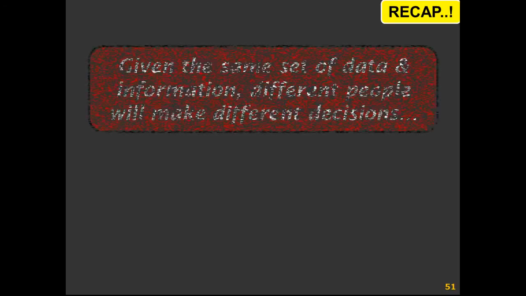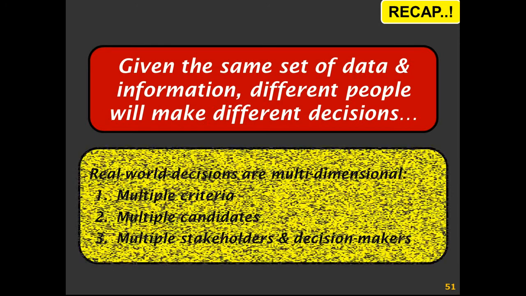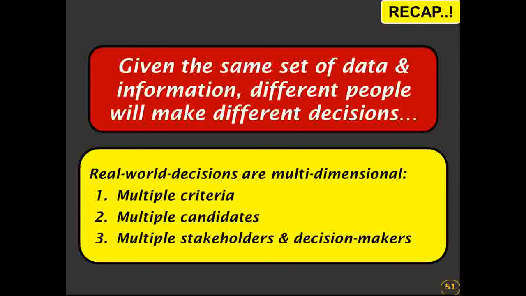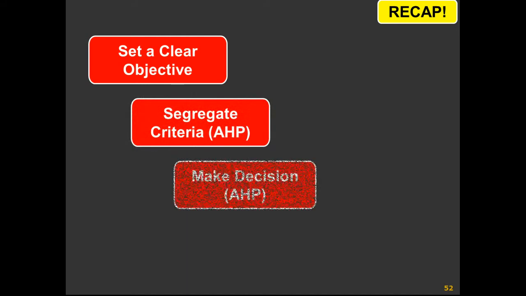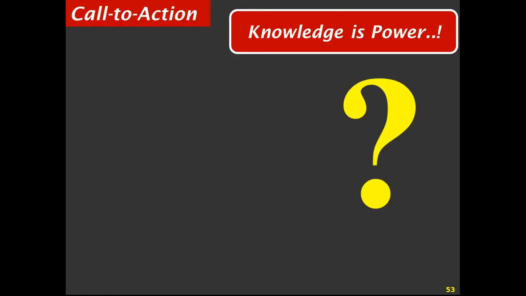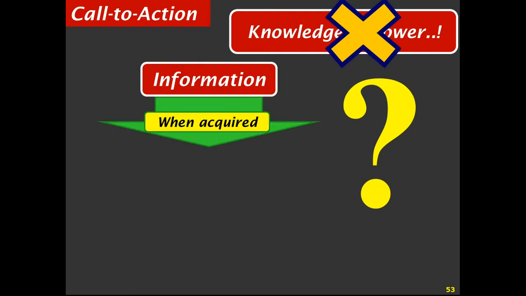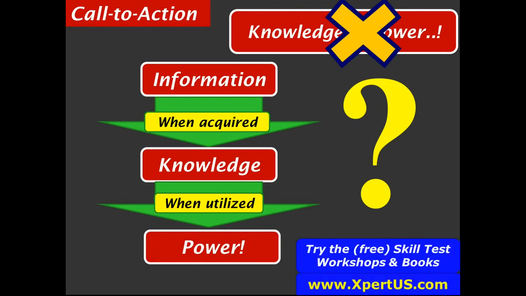Okay. To recap, given the same set of data and information, different people will make different decisions because real-world decisions are multidimensional. Multiple criteria, multiple candidates, and multiple stakeholders and decision makers. So set a clear objective, segregate your criteria, make the decision, and then we have to validate. Knowledge is power. True? Well, not really. Information when acquired is knowledge. Knowledge when utilized is power.